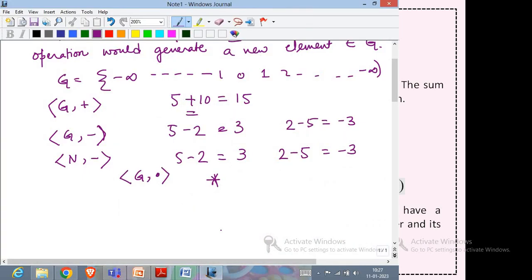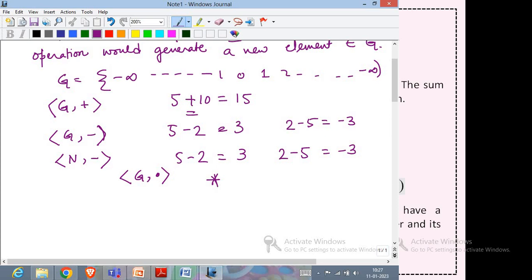Yes, natural numbers here. Correct. It's okay. Yeah. It should be satisfied for all the elements. That's why minus won't be considered a binary operator for N. If you consider a set as N, it won't be considered. It should be satisfied for all the elements in the set. Naturally. Right? So this is the first property that we are looking at. So closure property has been defined.